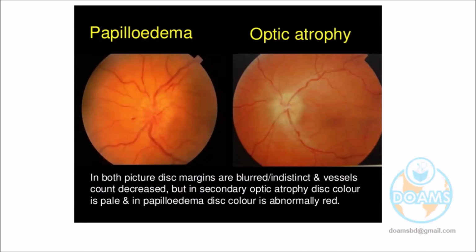So you see the margins are blurred in both pictures, but what is the difference? On the left it is not white, but on the right side it becomes white. What does it mean? Is it a consequence of central retinal artery obstruction? Central retinal artery, don't be confused. This area is actually the accumulation of the optic nerve, not the vessels.